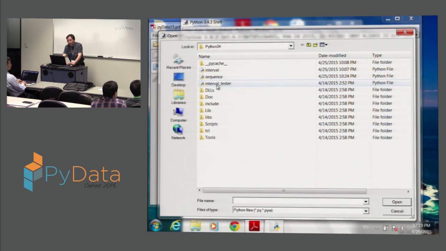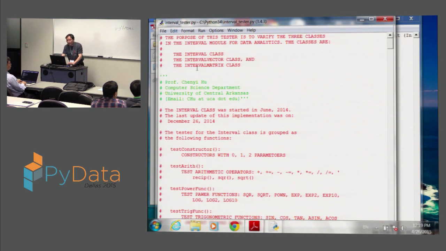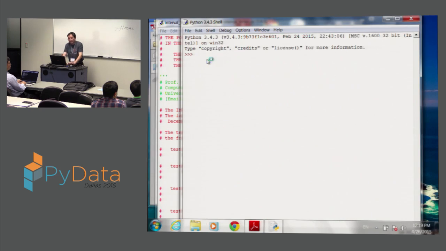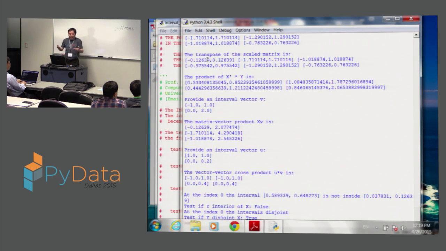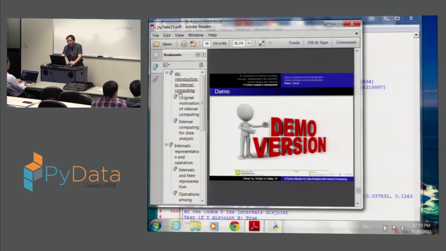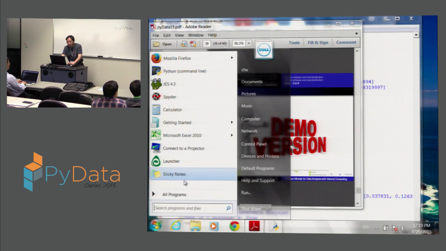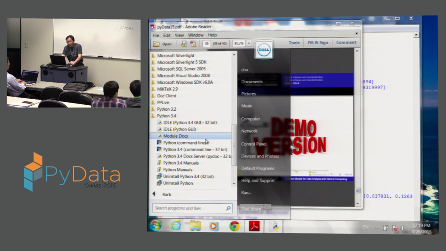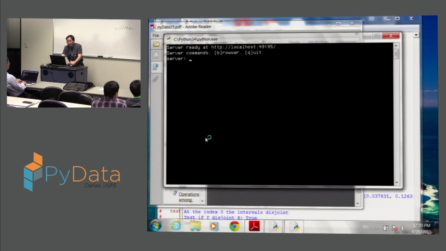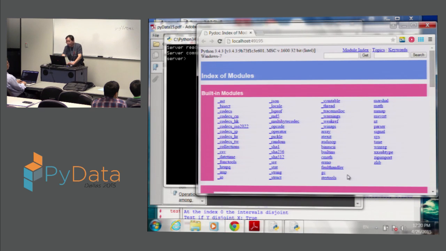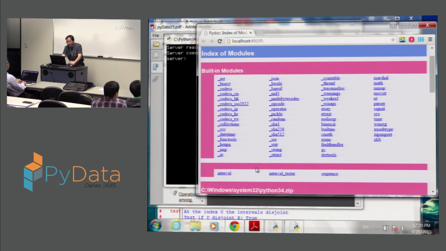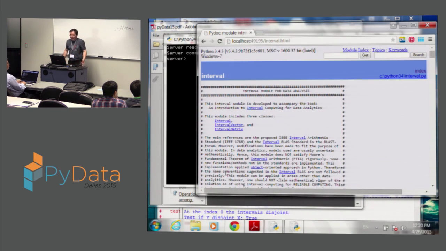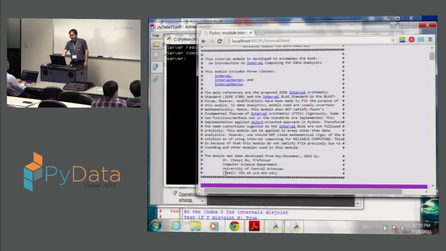Here is the interval, so that's a class. You have 3 classes implemented. Let me run the module testing. Due to the time limit, we just test everything, so all 3 classes are tested. We can also see the documentation of it. You can see the module docs, which show the classes involved and how that works.